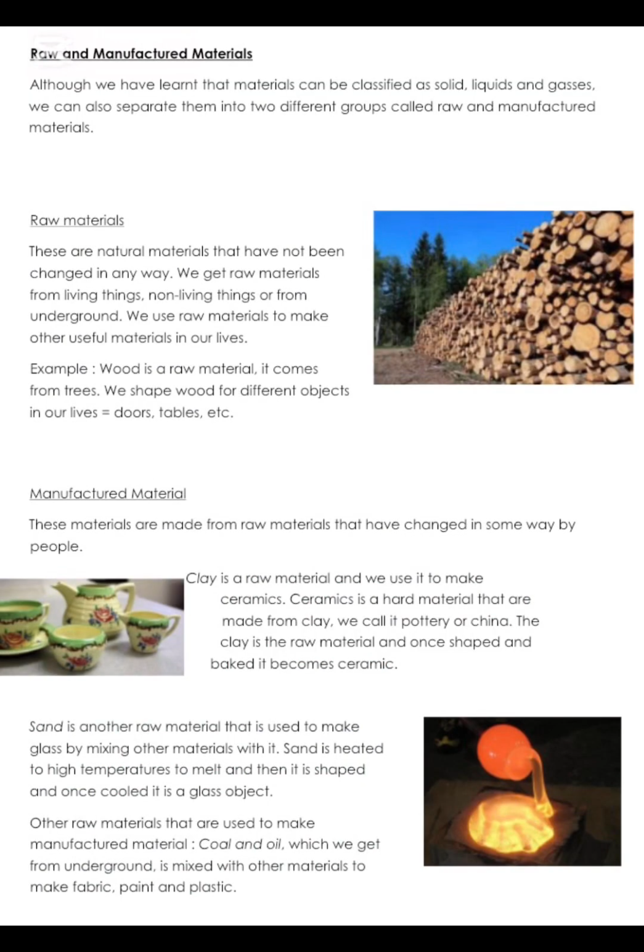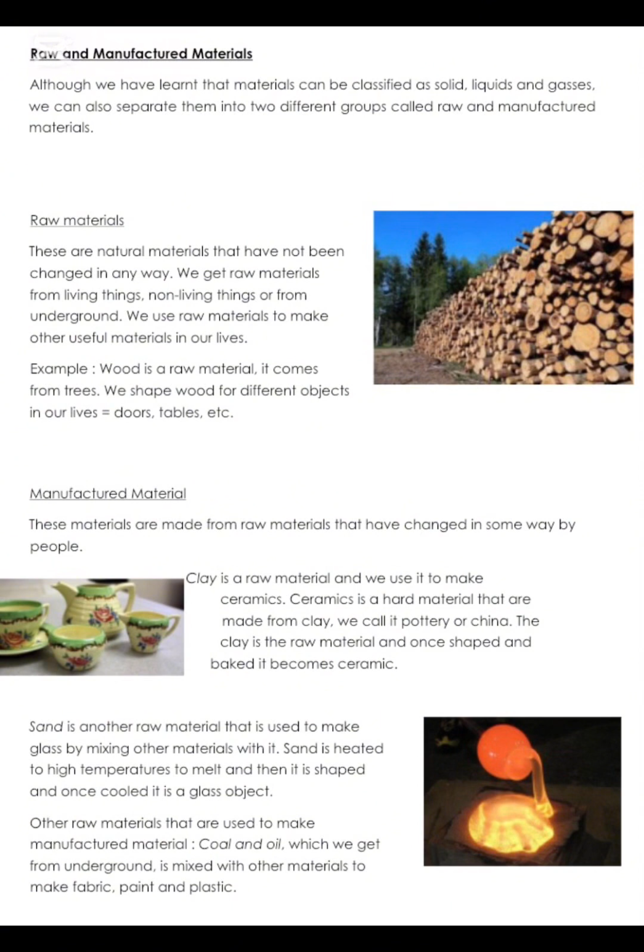Raw and manufactured material. Although we have learned that materials can be classified as solids, liquids, and gases, we can also separate them into two different groups called raw and manufactured materials. Raw materials, these are natural materials that have not been changed in any way. We get raw materials from living things, non-living things, or from underground. We use raw materials to make useful materials in our lives.